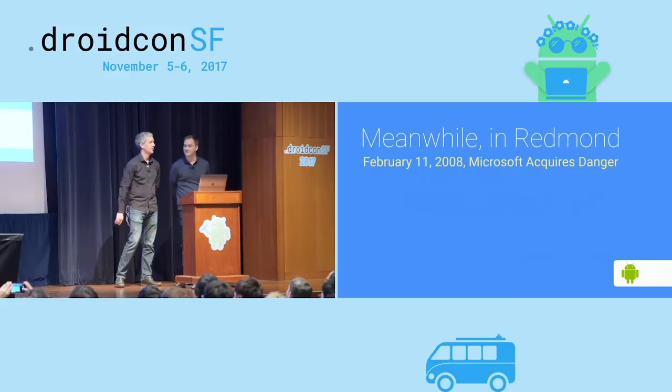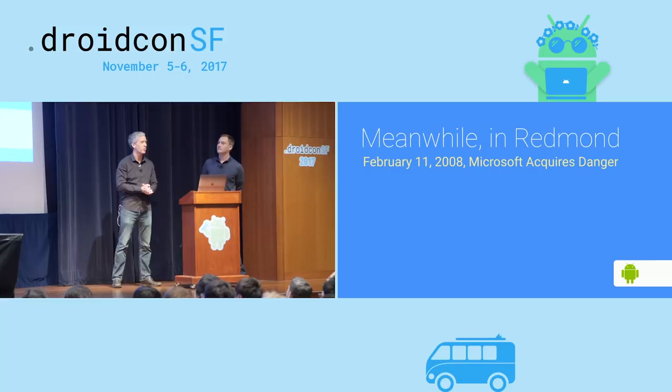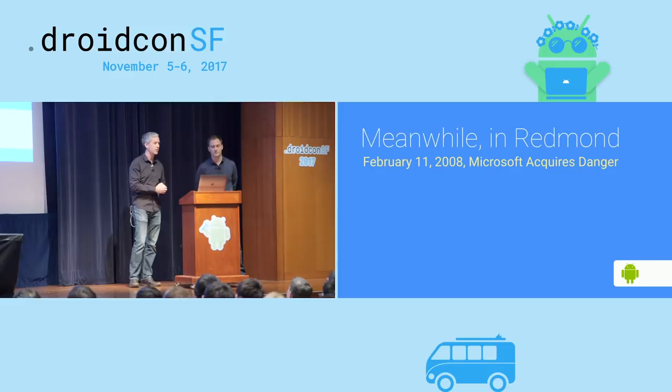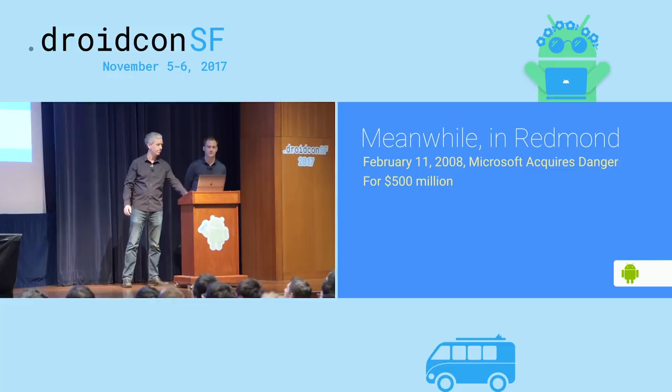So to give a little context, we'll have these sort of interstitial slides occasionally to tell you what else is going on in the industry. In 2008, in February, Microsoft acquires Danger. The reason that's interesting is because some of the people involved in Danger, I believe Andy Rubin was a founder of Danger. Yeah. And those people had since obviously moved on to Android and Google, but Microsoft acquired Danger at that point. Also in Redmond, 500 million. There you go.